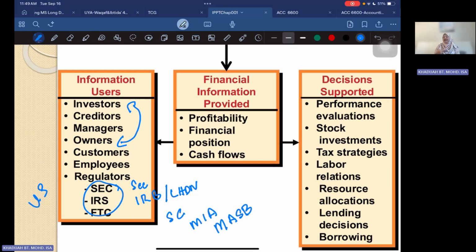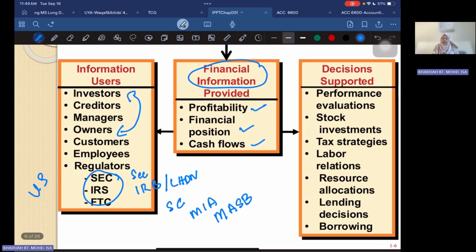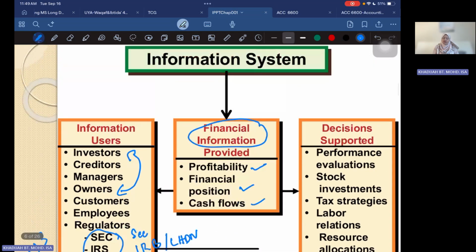it provides information about the profitability of a company. It talks about the financial position of a company, as well as the cash flows of a company. So this one is the financial information. Remember, we talk about the financial statements. All right, the financial statements actually give you the profitability, the financial position, as well as the cash flow of the company. And in terms of decision support, why do we need this accounting information system?